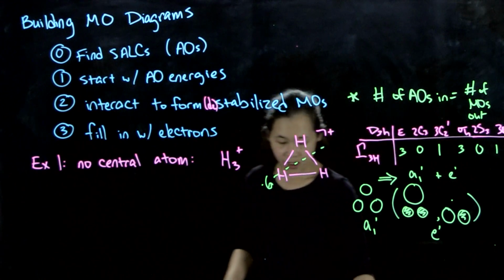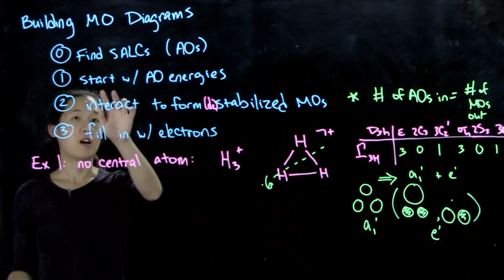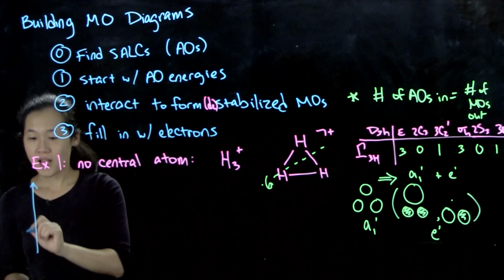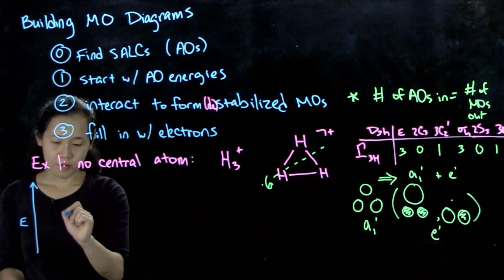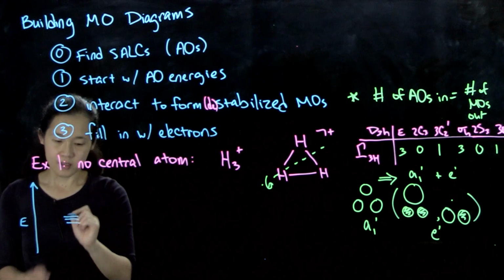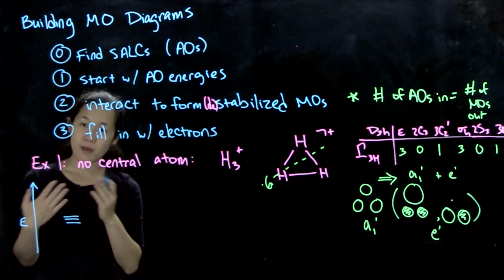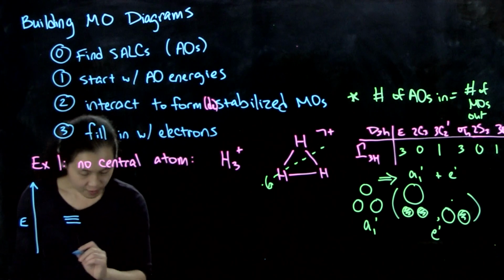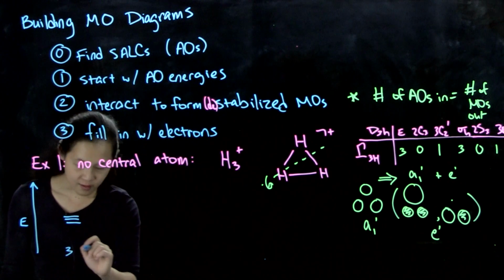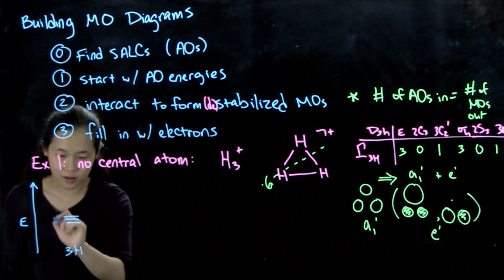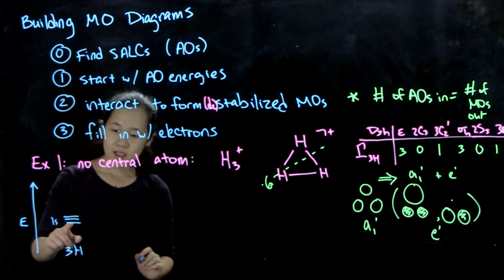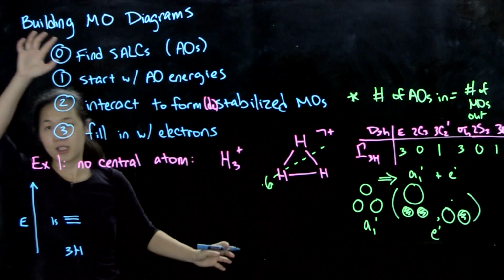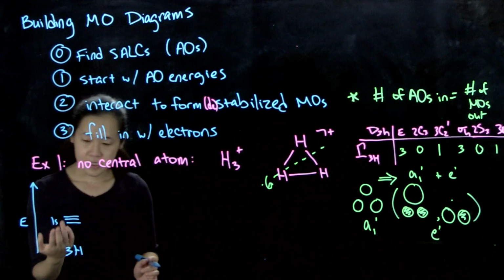So what this looks like is, first we start off with our atomic orbital energies. So our y-axis is energy. We'll start off with our three hydrogen atoms. So I'm drawing these three lines together. They're all the same energy because they're all hydrogen atoms. So here are our three hydrogen atoms, and of course, these are the 1s orbitals. And keep in mind, they're all degenerate because they're all far apart, so they're all acting like uninteracting hydrogen atoms. And keep in mind, of course, this is A1 prime plus E.